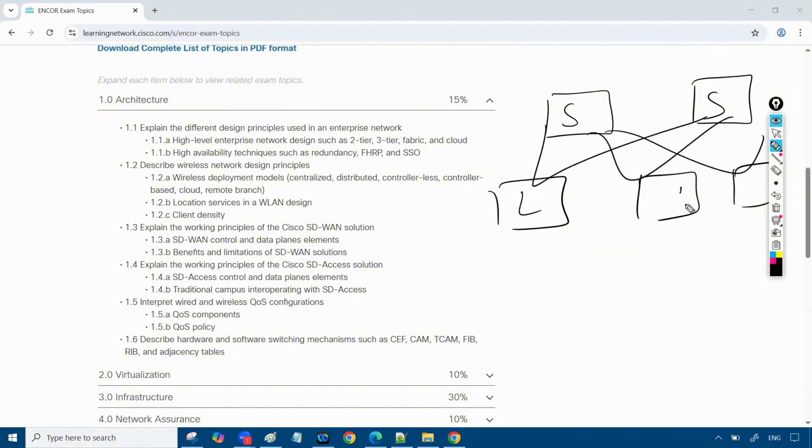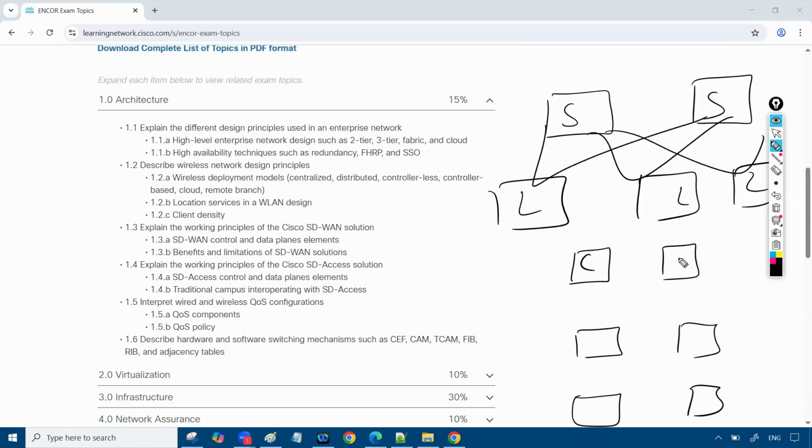At the same time, we'll talk about the three-tier architecture as well. In the three-tier architecture, we have a core layer, then a distribution layer, and then an access layer. So these are my core layer, these are my distribution layer, and these are my access layer. What is the difference between the core-distribution-access and the spine and leaf architecture? This we are going to talk about in the CCNP core.